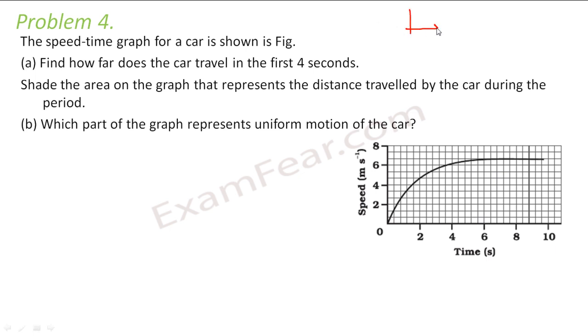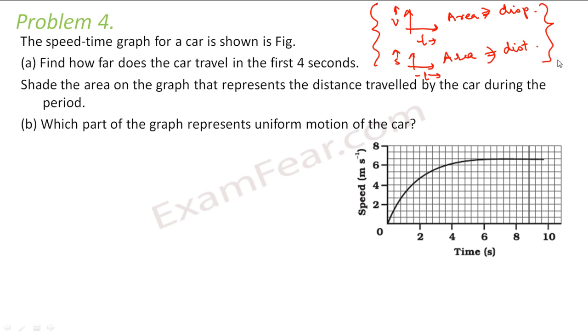Now we have studied that if you have a velocity time graph, how do you get displacement? Area under the curve gives you displacement, right? Similarly, if you have a speed time graph, area under the curve will give you distance, right? Because the relationship of speed and distance is the same as the relationship between velocity and displacement, right? So here you have to calculate the total distance traveled in the first 4 seconds.